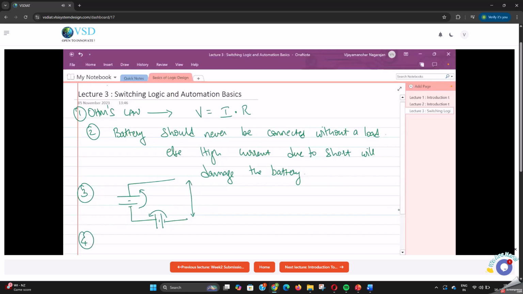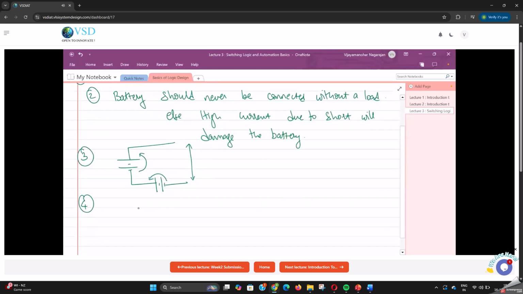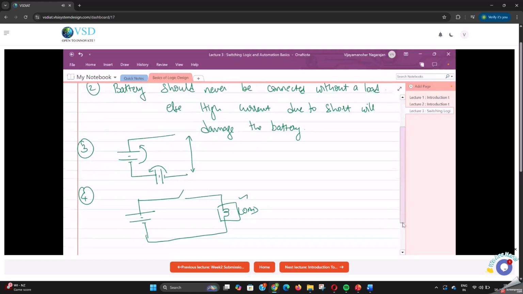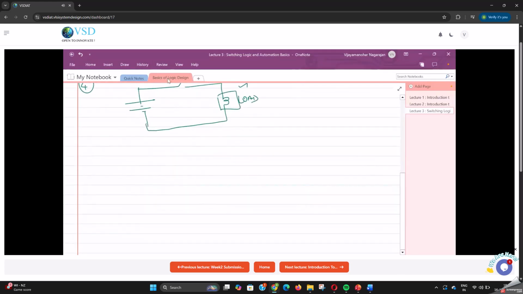Then we saw the property of a switch. I have a battery, I have a switch, I have a load. Under what condition the load will turn on is what we saw. So switch is on, load is on; switch is off, load is off. Correct? These are the conditions we saw.